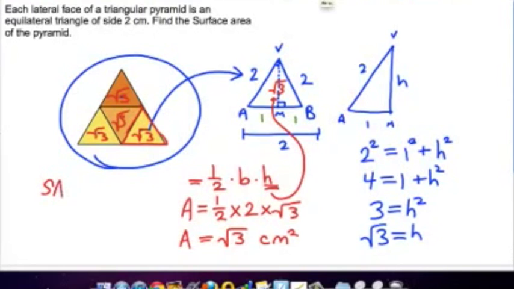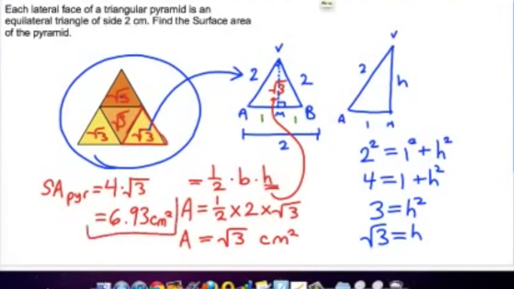So the surface area of the pyramid is going to be 4 times the square root of 3, or 4 root 3, which correct to 3 significant figures is going to be 6.93 square centimeters. So far, so good? I think so.